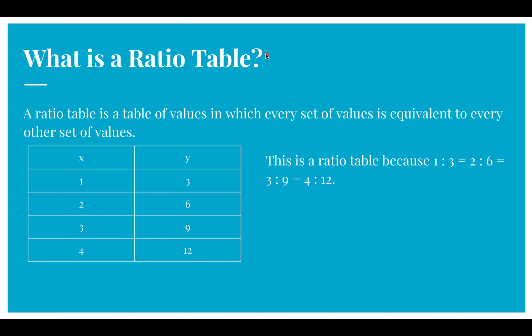So, what is a ratio table? A ratio table is a table of values in which every set of values is equivalent to every other set of values. And by set of values, we mean the ratio between x and y. So the x to y ratios we have in this table are 1 to 3, 2 to 6, 3 to 9, and 4 to 12. And 1 to 3 is equal to 2 to 6, which is equal to 3 to 9, which is equal to 4 to 12. And so all of our x to y ratios are equal in this table, and that's why this is a ratio table.